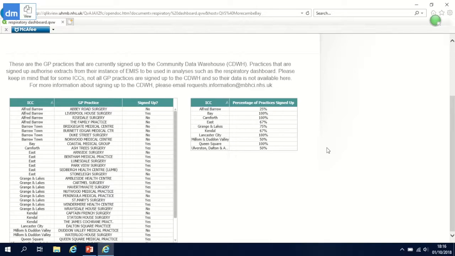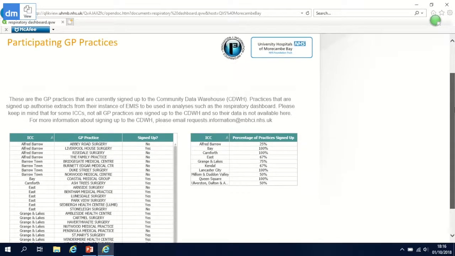I'd be very grateful if, as a practice, you would consider agreeing to share data from the EMIS Data Warehouse, which we strongly believe will benefit the whole of Morecambe Bay, but more importantly the practices within it, and ultimately the patients.